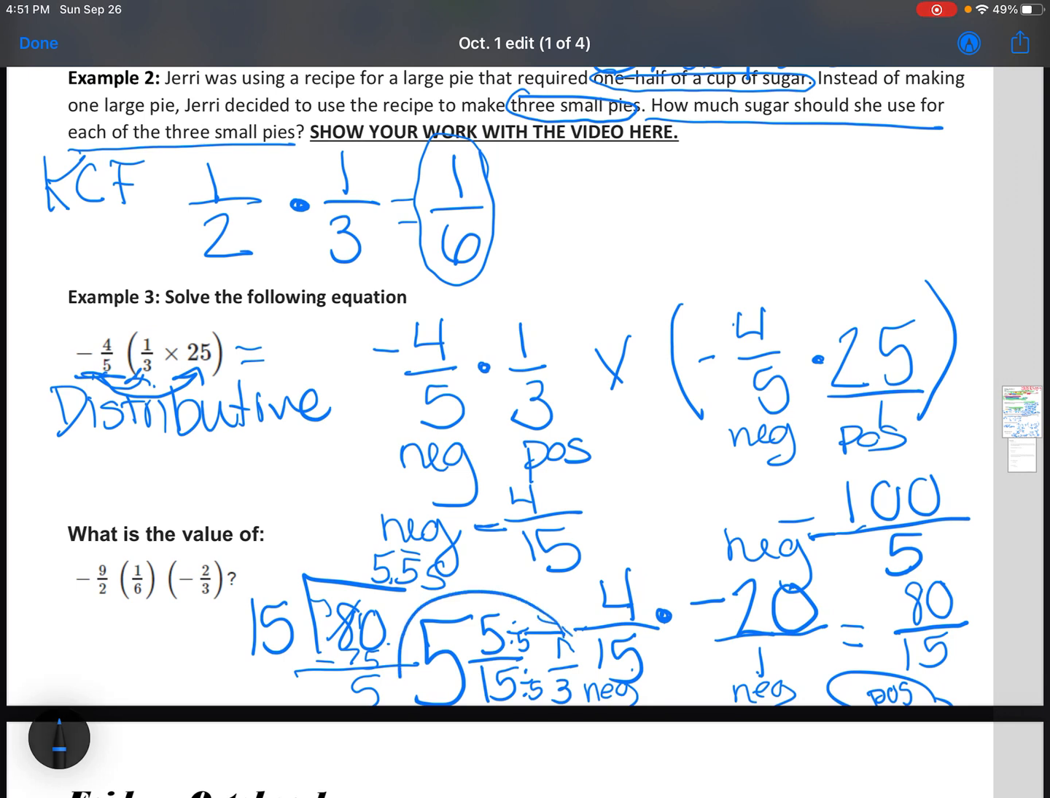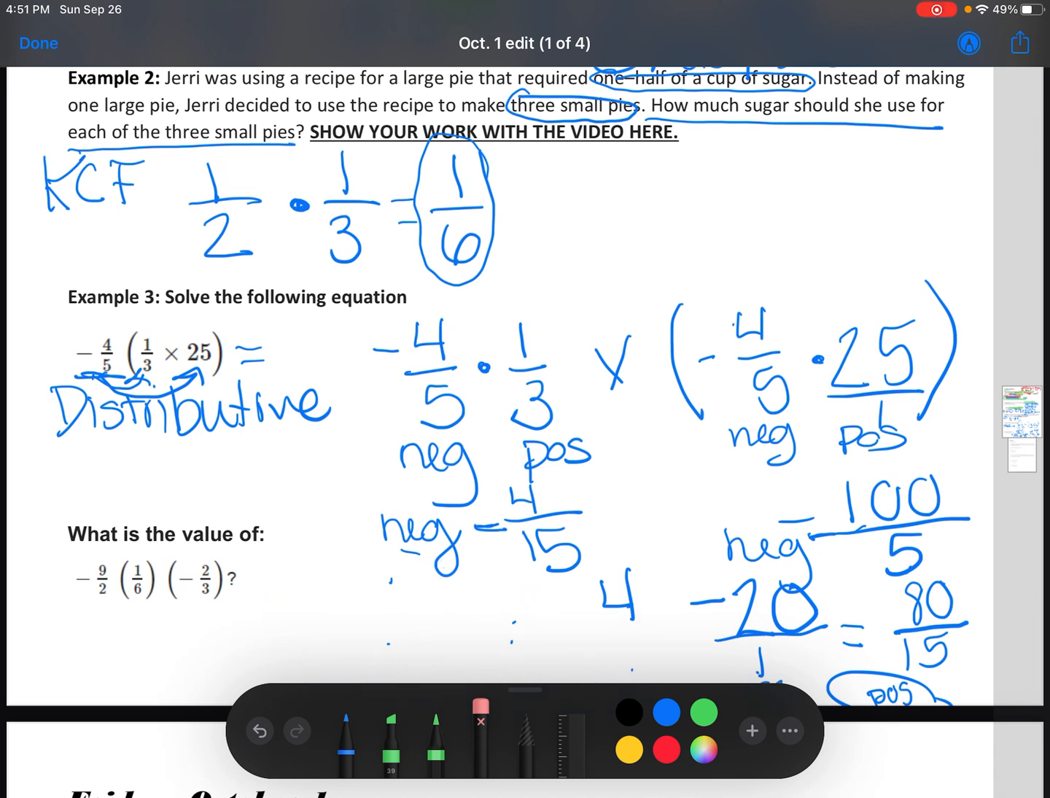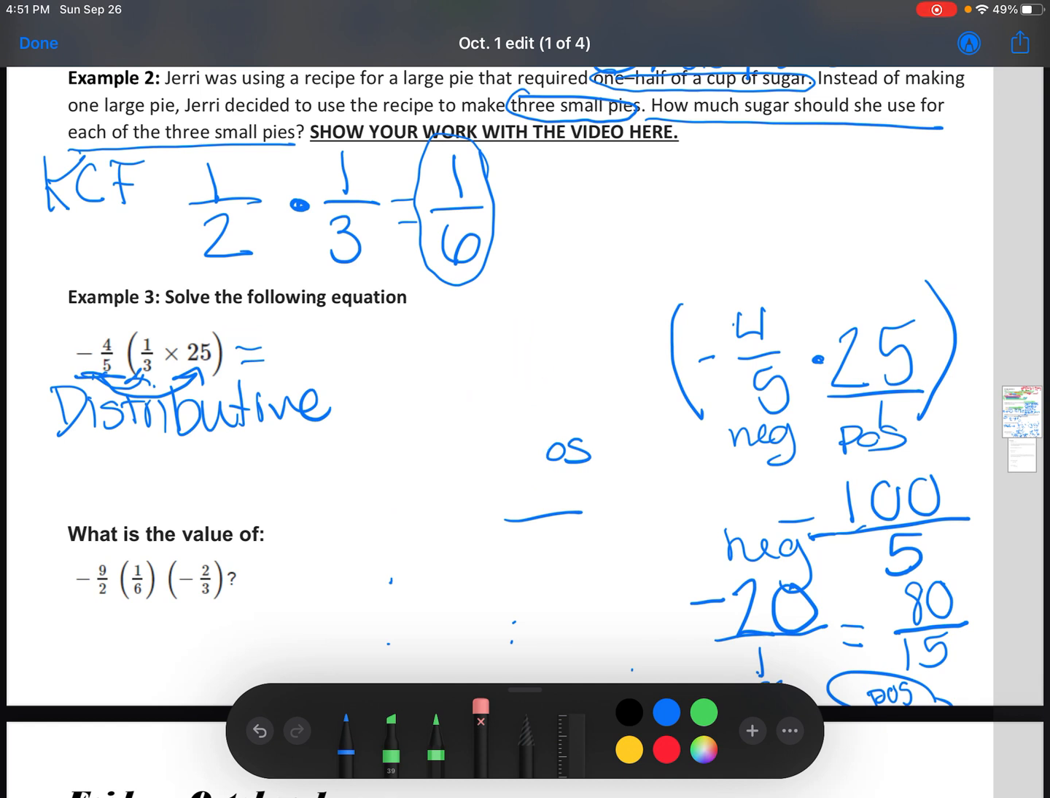I was making sure my math was right, but that is my answer. If it's not, y'all message me for extra credit and tell me what it should be. But I'm pretty sure that's correct.